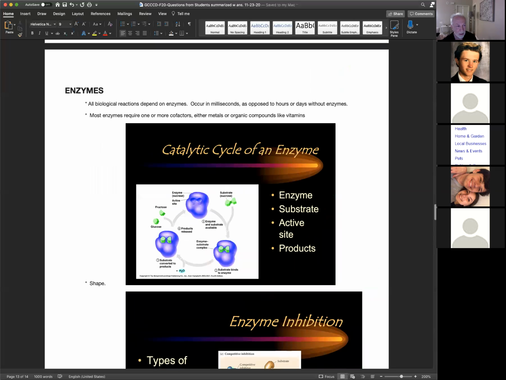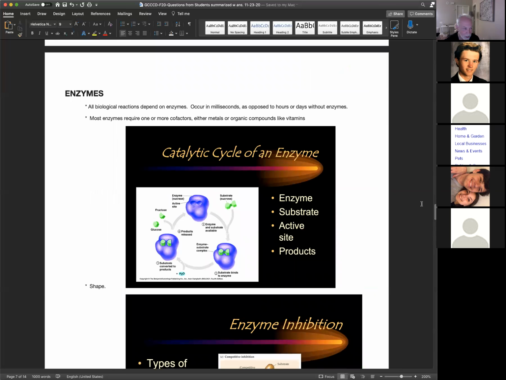Okay. There were a lot of questions about enzymes. One question was about whether all biological reactions depend on enzymes. The answer is yes. And why is that? Because enzymatically catalyzed reactions occur very quickly, in fractions of seconds, whereas if there was no enzyme there, most reactions would take hours or days. And that's way too long for living biological systems.